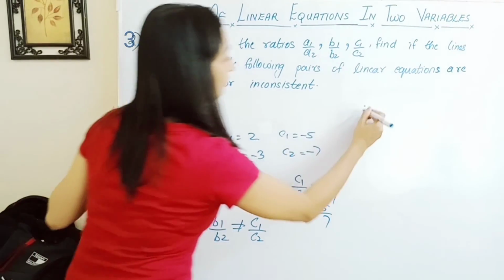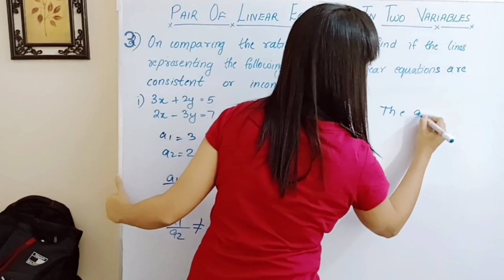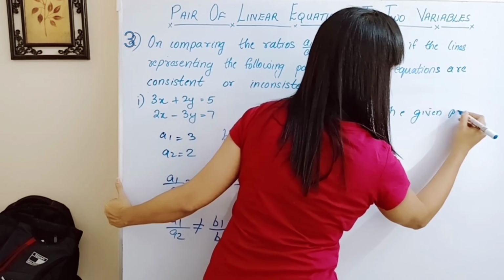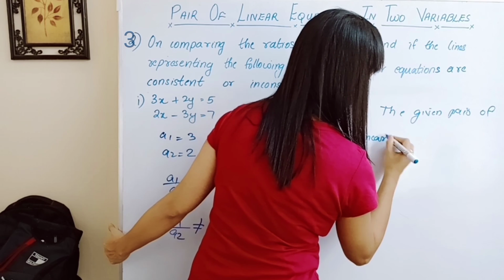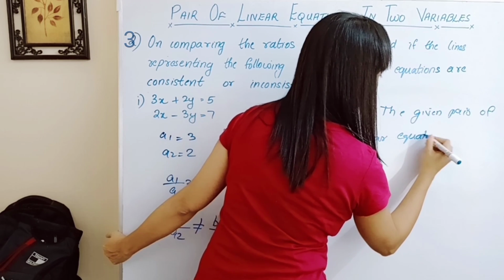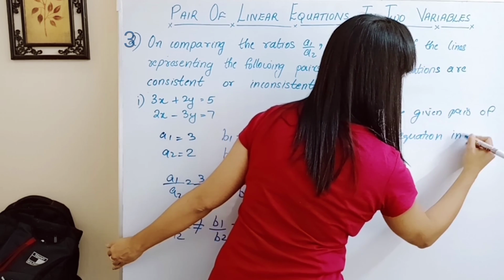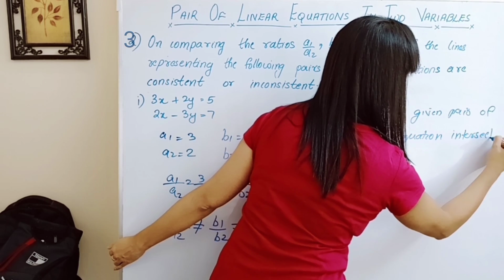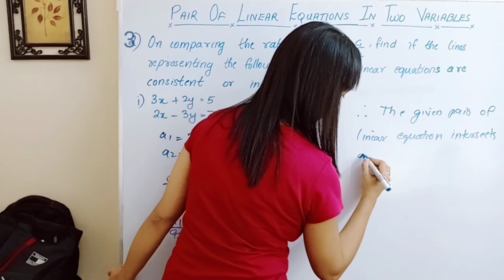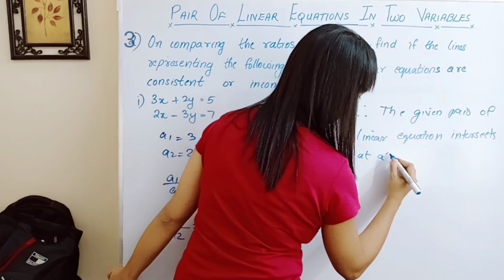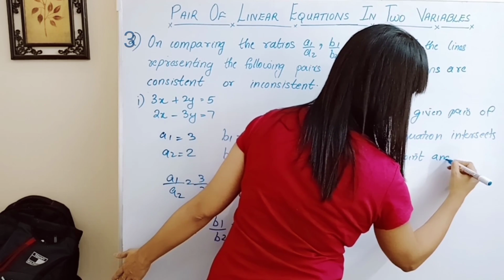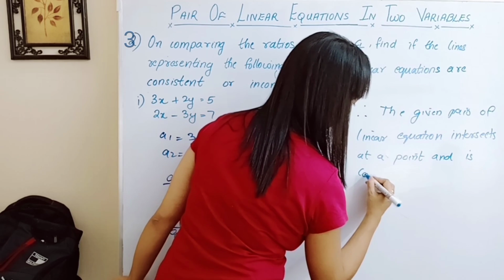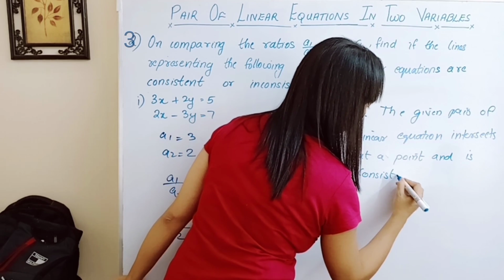Therefore, the given pair of linear equations intersects at a point and is consistent.